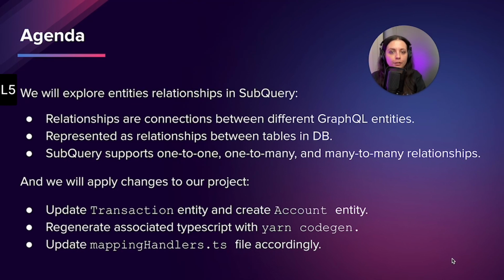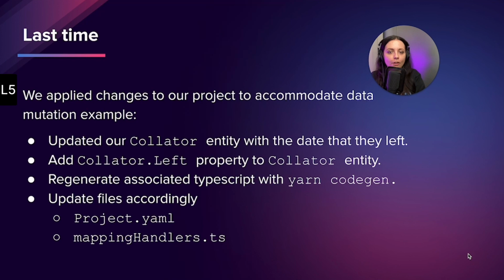But before we start changing our project, let's do a quick recap of what we accomplished in a previous lesson. The whole lesson was dedicated to a data mutation example. We updated our collator in order to allow it to store information about the leave date. We needed to add the property collator left to the collator entity, and we of course regenerated the associated TypeScript with yarn codegen and updated all other files accordingly. And now let's spend some time discussing different data relationships.